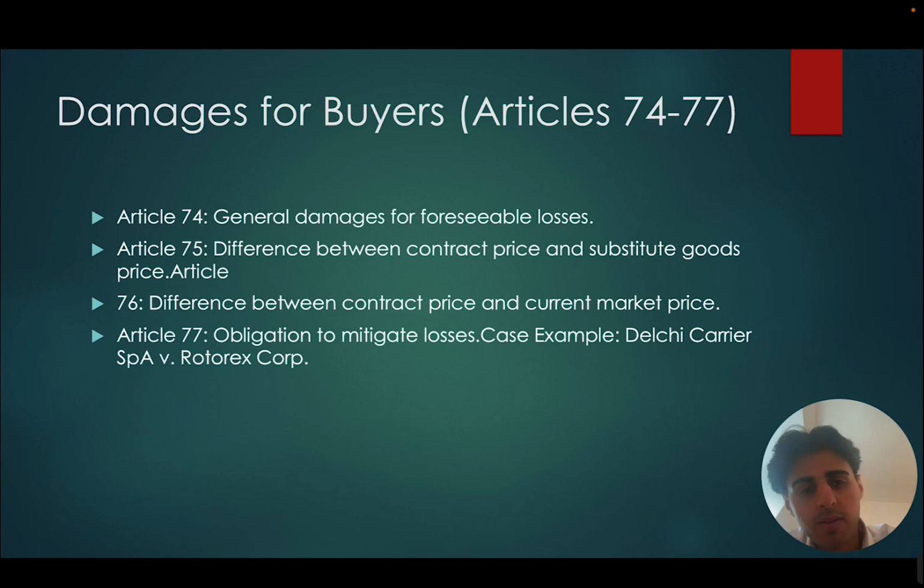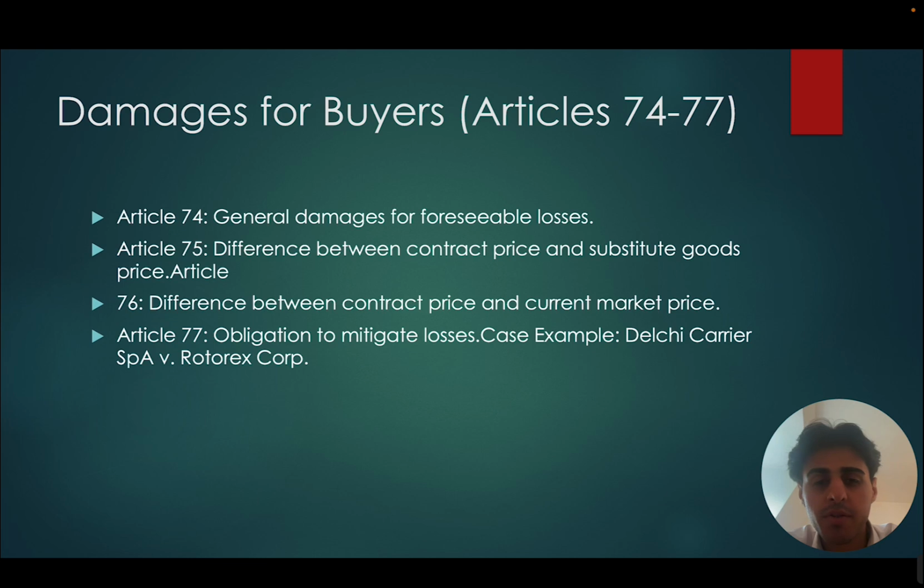Next, Article 75 allows buyers to claim the difference between the contract price and the price of substitute goods, if they avoid the contract and purchase replacements. Article 76 applies if the buyer does not purchase substitute goods, permitting them to claim the difference between the contract price and the current market price. Finally, Article 77 obliges buyers to mitigate their losses, reducing recoverable damages if they fail to take reasonable steps.